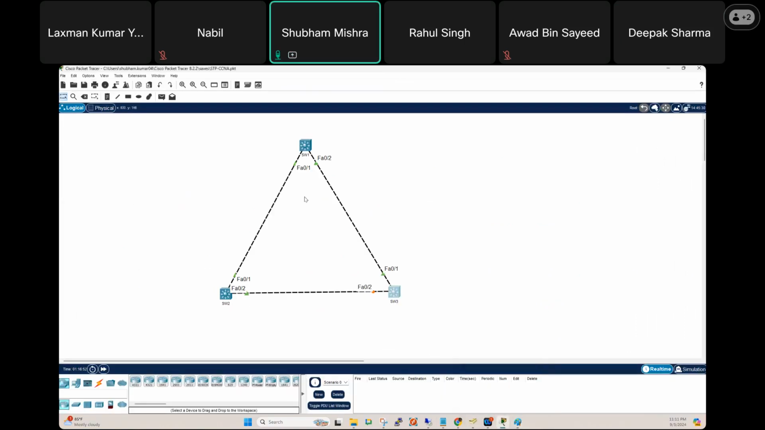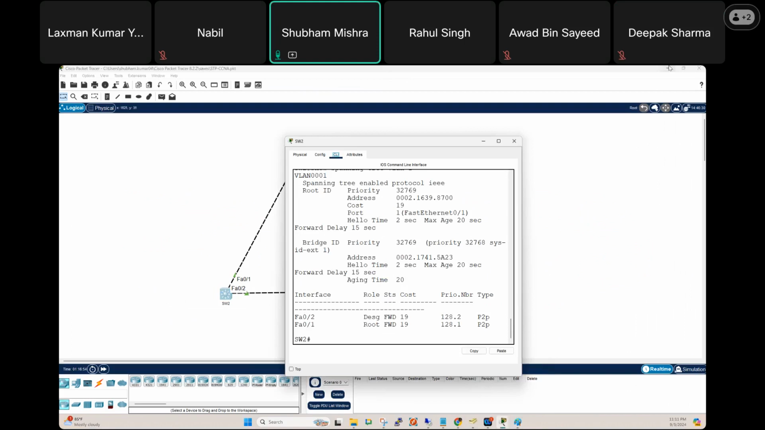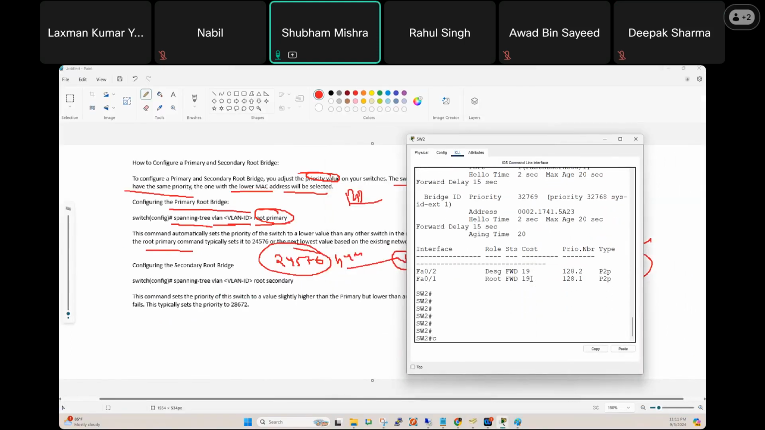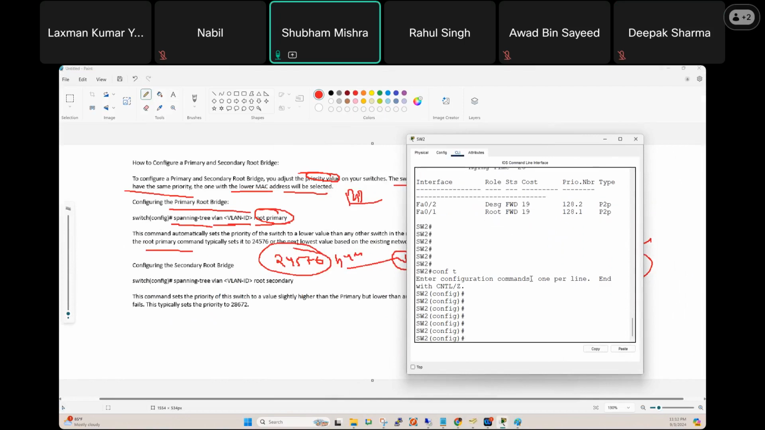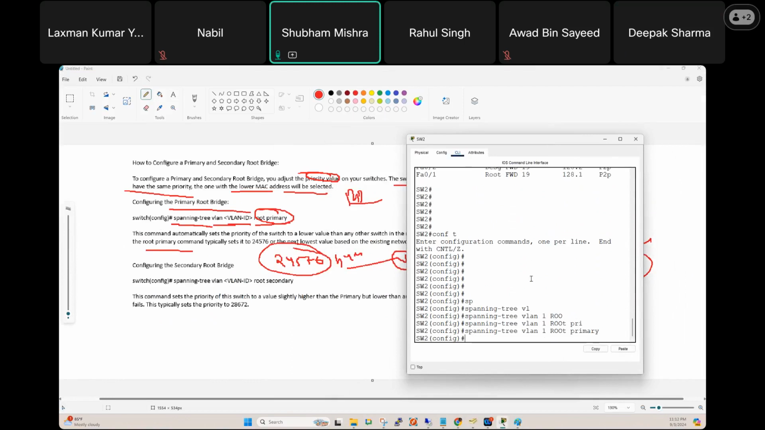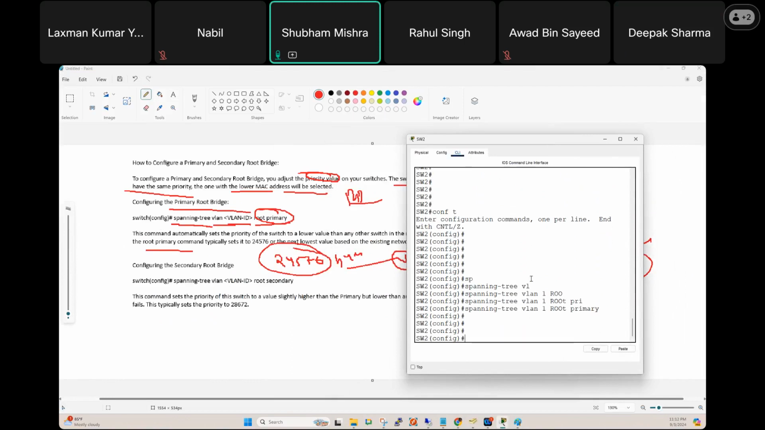For example, I don't know if it will work on Packet Tracer, let me try. Go into global configuration mode, then write spanning-tree VLAN 1 root primary. Yes, it's working. This is the command.